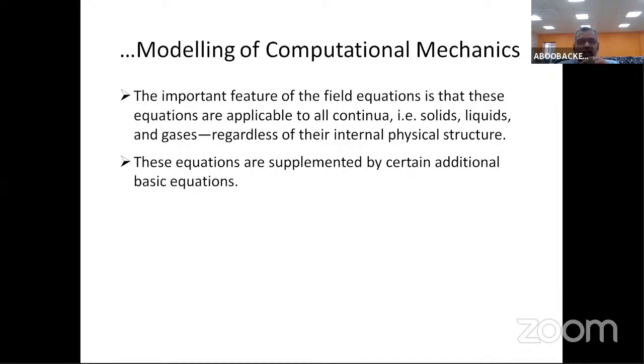These additional equations are called closure relations. The first is the equation of state, P by rho is equal to RT, the equation relating pressure, temperature, and density. By introducing this, we have the sixth equation. And also constitutive relations are there.